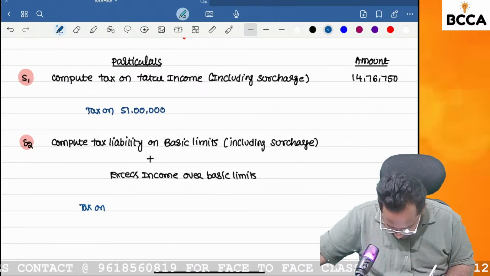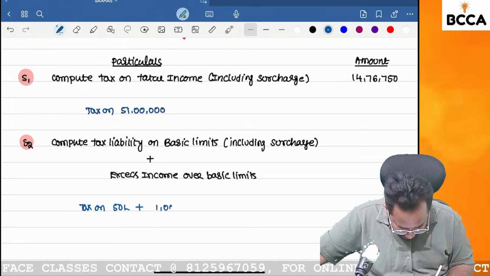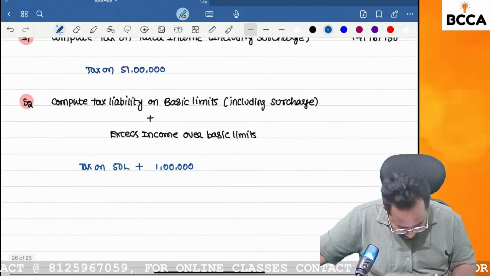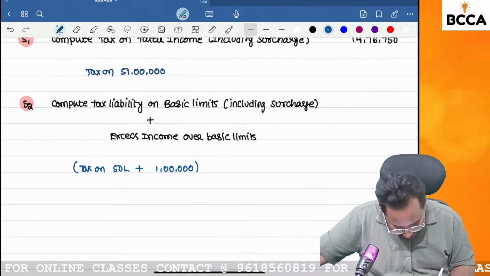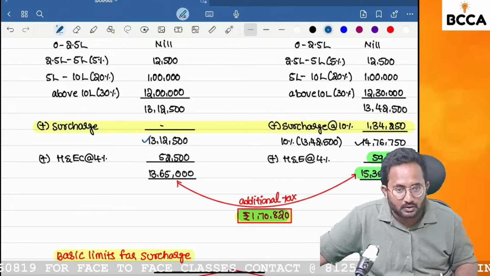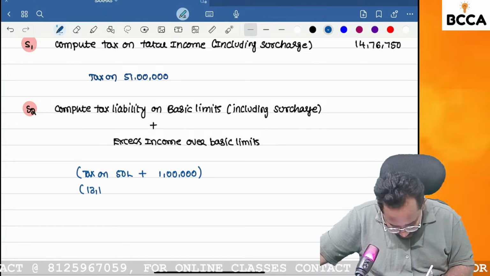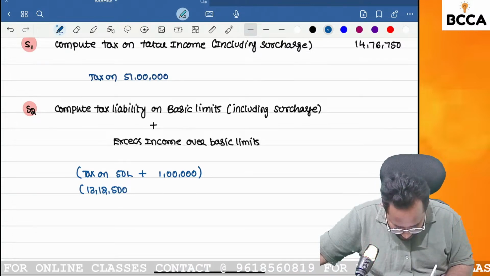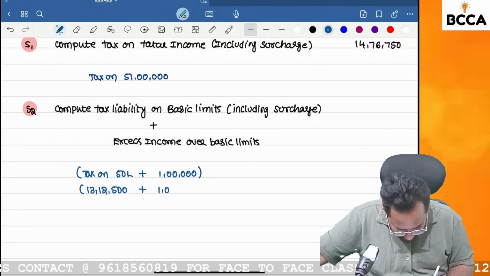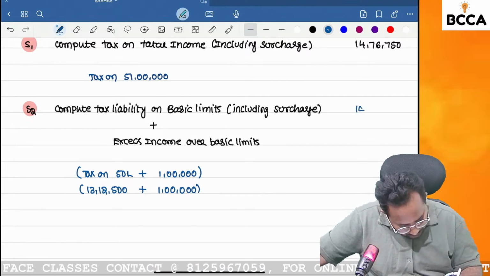Please tell me the tax on 50 lakh plus the excess income over 50 lakh that we want to give. So please calculate the tax on 50 lakh. Already we know, yes, sir. What is that? 13 lakh 12,500. For that we have to add what, ma'am? 1 lakh. Finally, how much amount? 14 lakh.